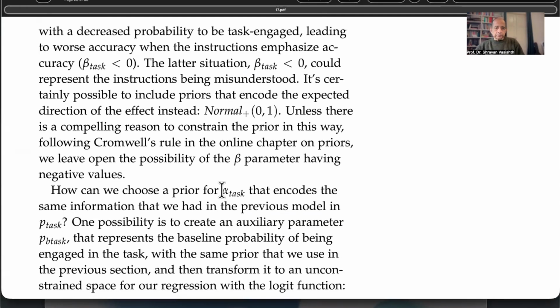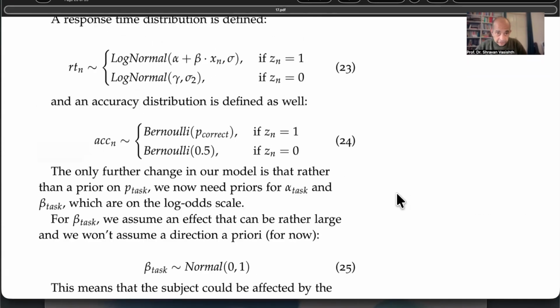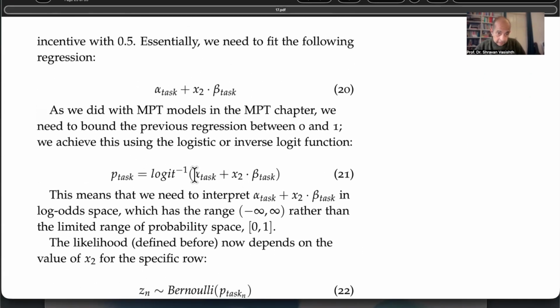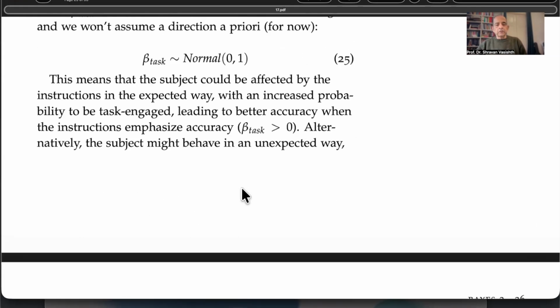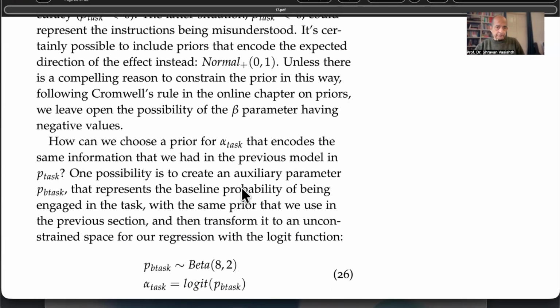So the next problem is to choose a prior for alpha task, right? Remember what alpha task was? Alpha task is this term here that represents the average in log space, the average task engagement, regardless of the instructions, right? Because the instructions are coded plus 0.5, minus 0.5. Think about the contrast coding chapter and the sum coding stuff that we discussed earlier, okay? So now we have to come up with a prior for alpha.